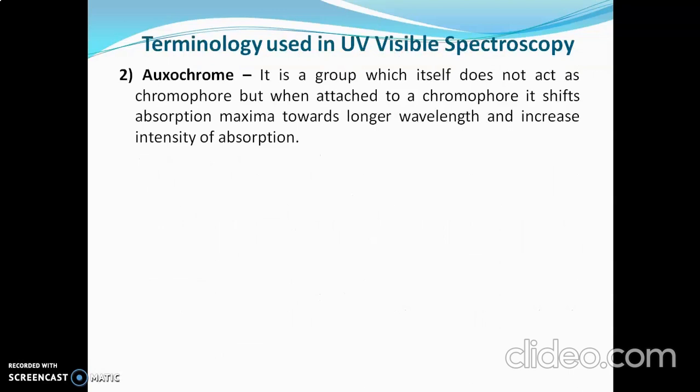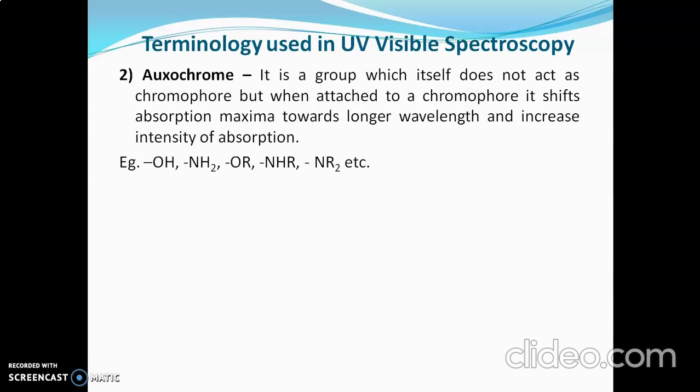Second term used is auxochrome. It is a group which itself does not act as chromophore, but when attached to a chromophore, it shifts absorption maxima towards longer wavelength and increases intensity of absorption. The examples of auxochrome are hydroxyl group, amino group, ether group, primary, secondary amino group, etc.